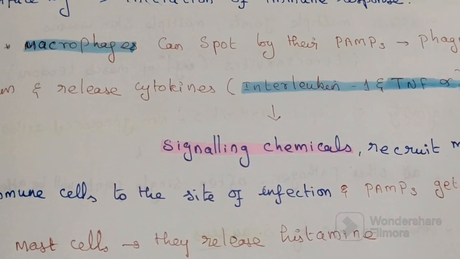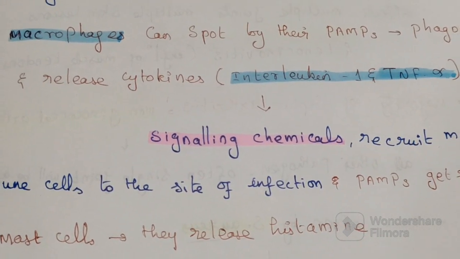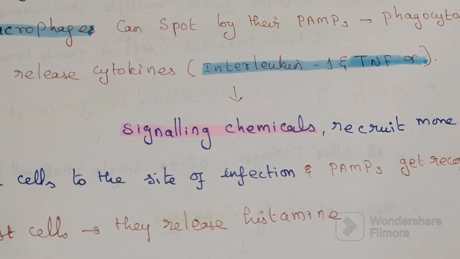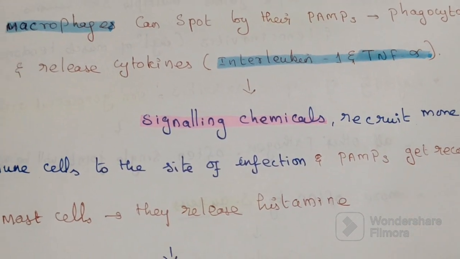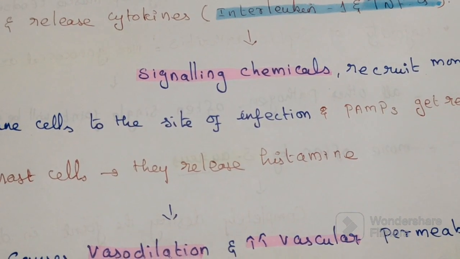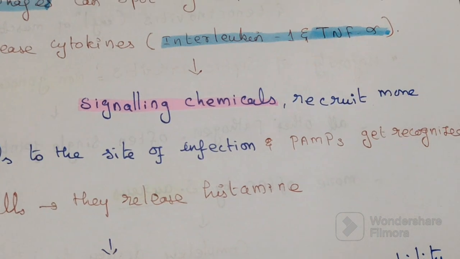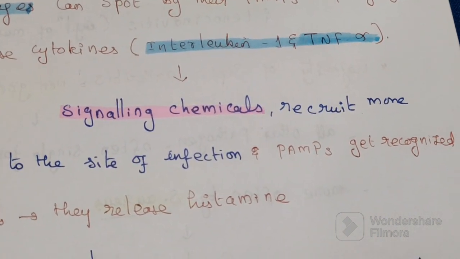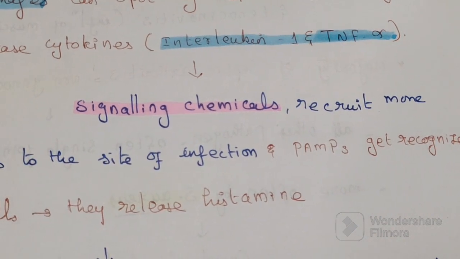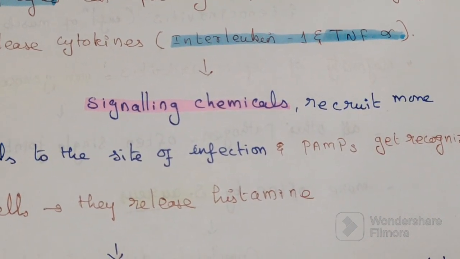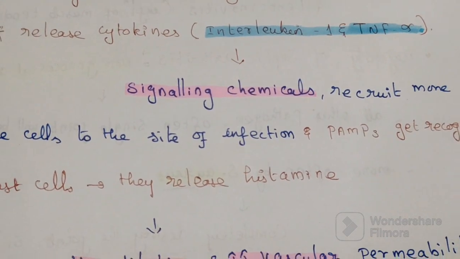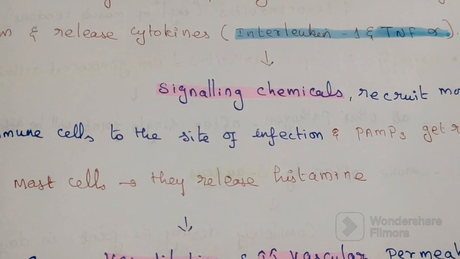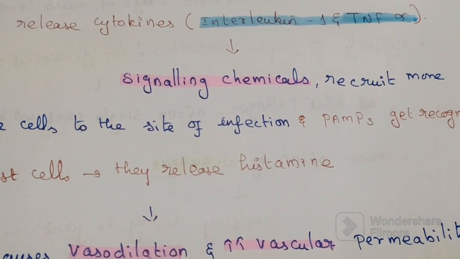After that, they release cytokines such as interleukin 1 and tumor necrosis factor alpha. So these two things, interleukin 1 and tumor necrosis factor alpha, are the signaling chemicals that recruit more immune cells to the site of infection.